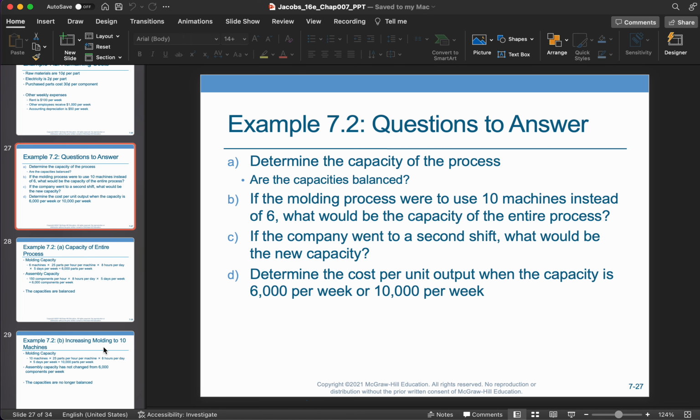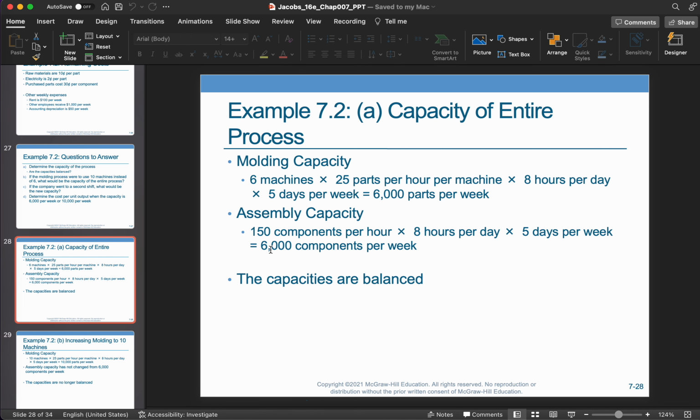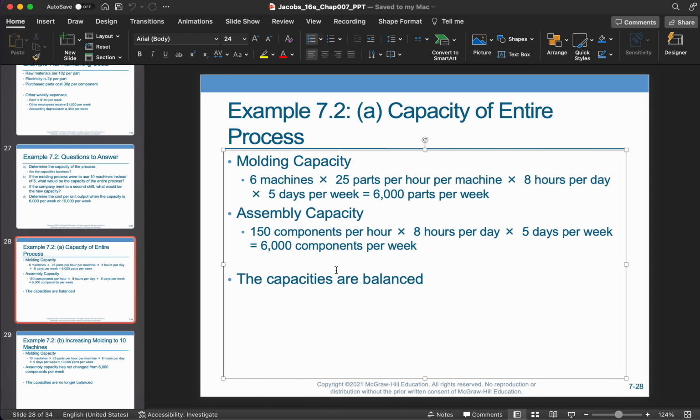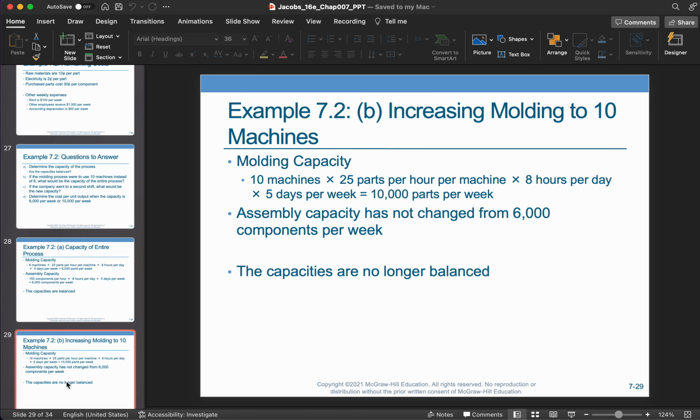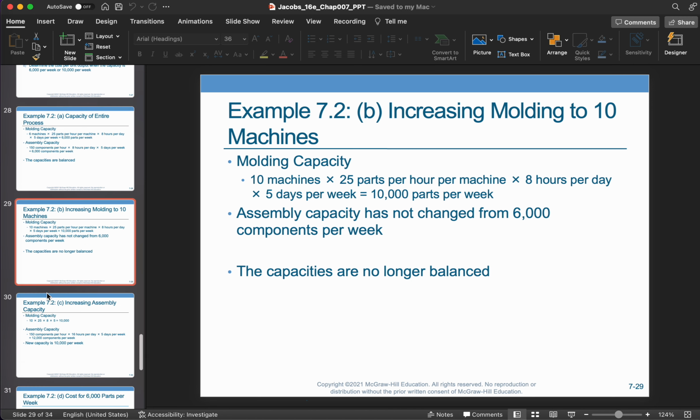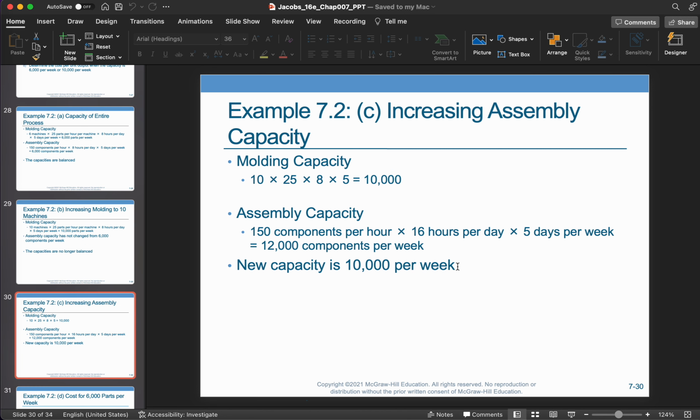Now, you have the option of going to a second shift in the assembly process. What happens then? If you go to a second shift in the assembly process, you're basically doubling the capacity of the assembly process. So the assembly capacity goes from 6,000 to 12,000. But if you add 4 extra people in molding, the capacity only goes up to 10,000. So molding will have a capacity of 10,000, assembly will have a capacity of 12,000. The total capacity of the process will be 10,000 components, right? And the capacities are no longer balanced. So the total capacity of the process will be 10,000 per week.